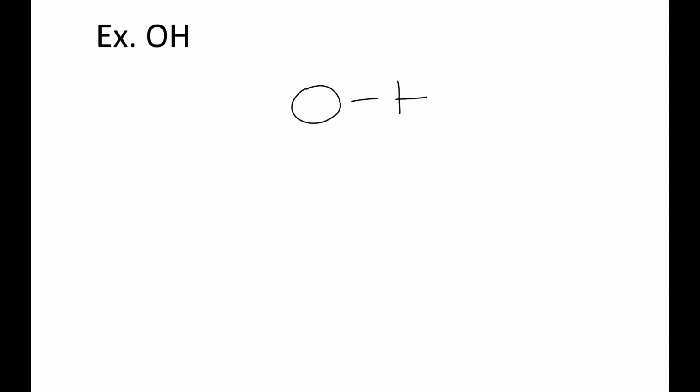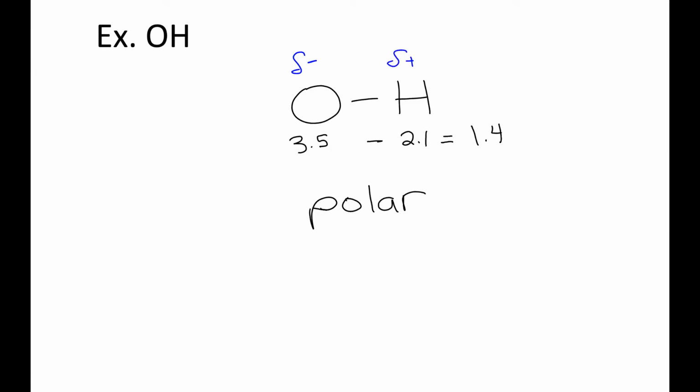O and H. Now, when we look up on the table of electronegativities, we find that O has an electronegativity value of 3.5. Hydrogen is 2.1. Now we're going to subtract those two numbers, and we get 1.4. That tells us that it's in the range of polar. So this is a polar covalent bond. Since it's a polar covalent bond, we have to put that funny looking positive and that funny looking negative on top of each one. So this one is slightly negative and this one is slightly positive.